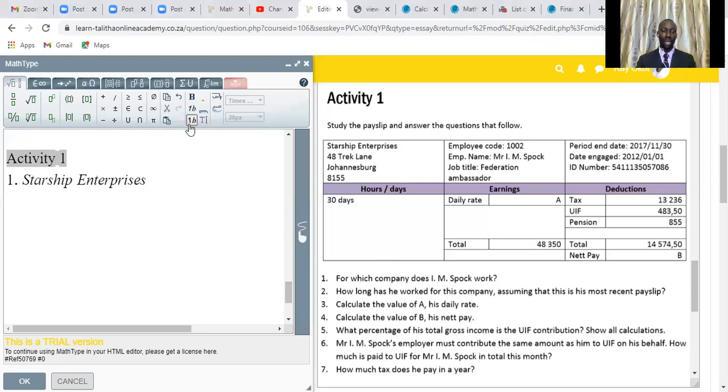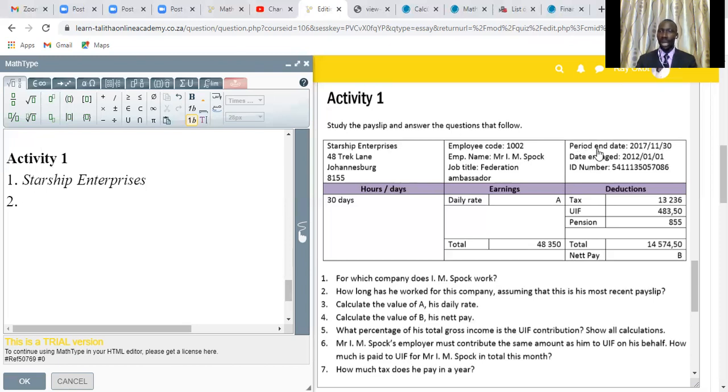Now the next thing we want to look at is activity 1, part 2. So what do we have in activity 1, part 2? The question here is, how long has he worked for this company, assuming that this is his most recent payslip? Well, we saw that after the address of the company and that of the employee, this was the engagement period.